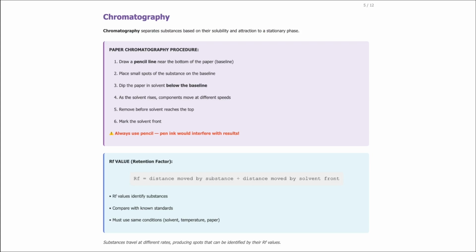In paper chromatography, draw a pencil line, place ink spots on it, and dip the paper in the solvent below the baseline. As the solvent rises, components move at different speeds. Calculate RF values to identify substances and always use pencil. Pen ink would interfere with results.